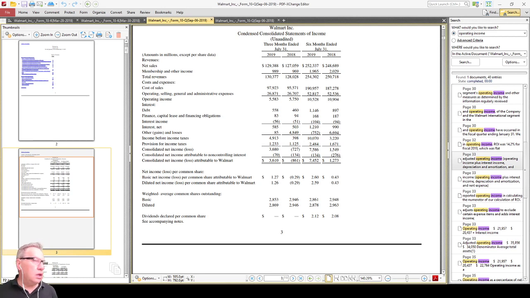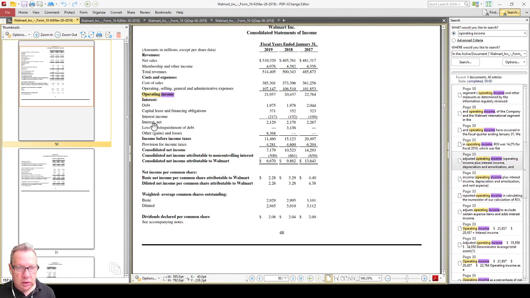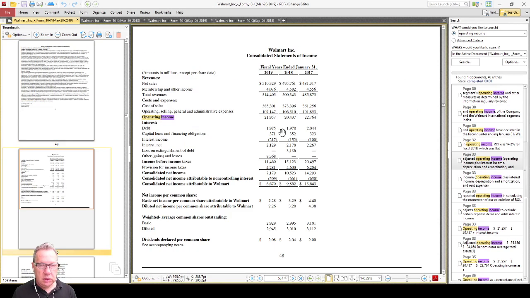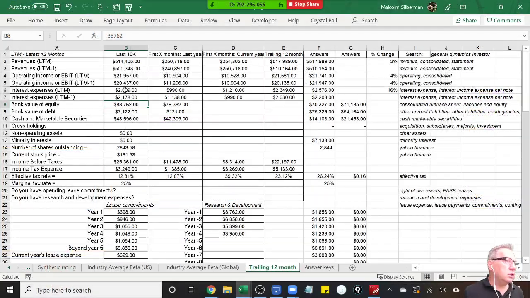Cool. And so what we'll quickly do is now switch to the 10K. And we should see that same thing, the net interest. What is the net interest for this year? 2129. And then for last year it's 2178. Okay, great. So these numbers are starting to come together now. So we've got all these figured out.